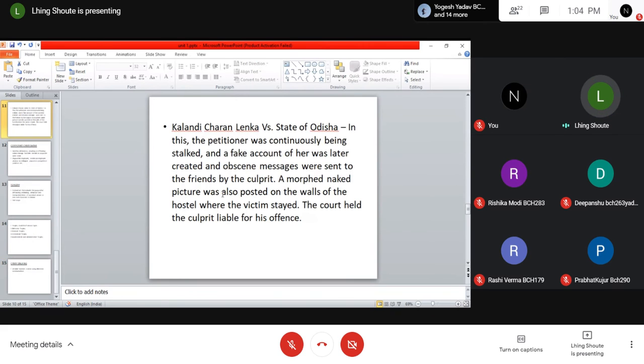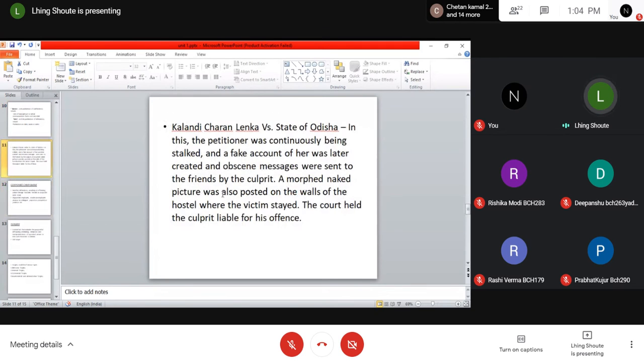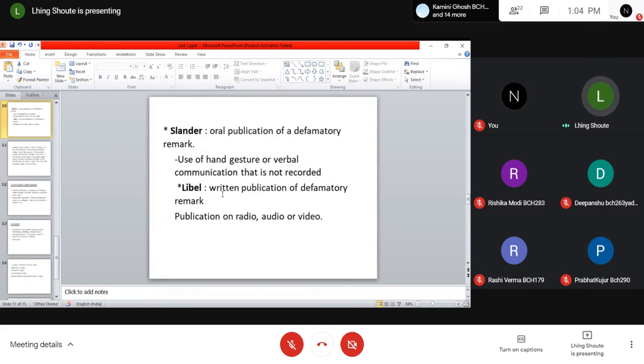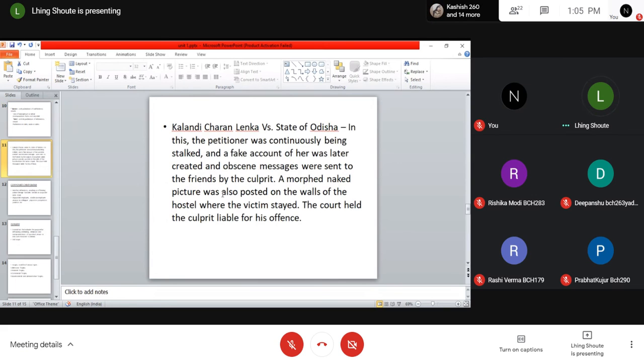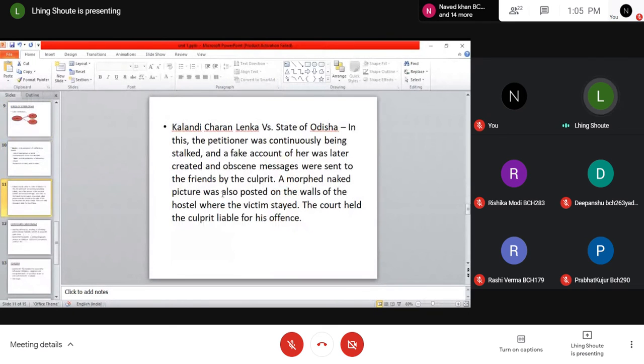All right. The next is a case study. I'll just go through it. Kalambi Charan Lenka versus State of Odisha. In this case, the petitioner was continuously being stalked, a fake account of her was later created, and obscene messages were sent to her friends by the culprit. A morphed naked picture was also posted on the walls of the hostel where the victim stayed. The court held the culprit liable for his offense. You must have heard of all these types of cases in the news, right? So you can find examples on your own, and I will also do cases and examples later.